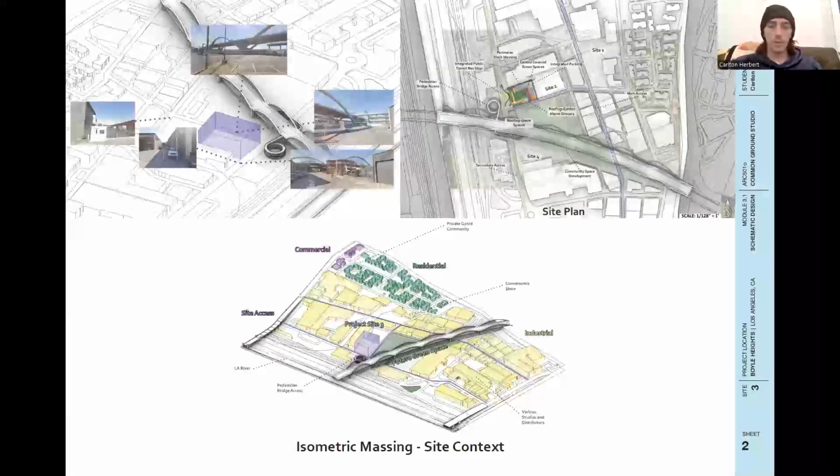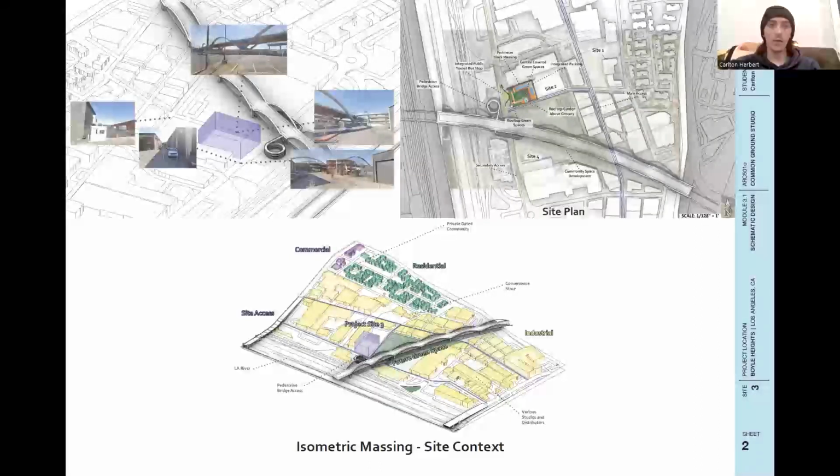I wanted to pull in some of the diagrams I did before. One of them looks at the views of the site and where I want to prioritize the south and the west views towards the bridge, open areas towards the LA River. And also the site context, the surrounding areas, and then the initial layout for the site.